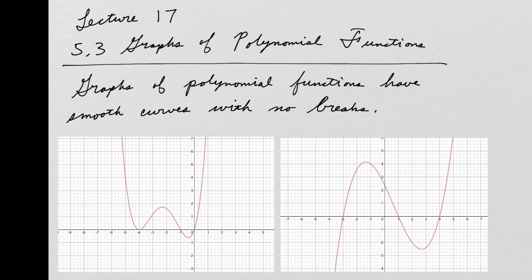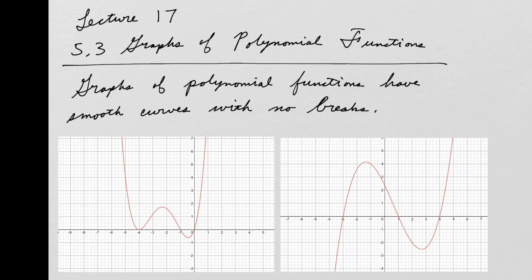This is the last section that we're going to talk about in chapter 3, and I wanted to just spend a little time on looking at the graphs of polynomial functions. Last time we talked about polynomial functions in general, so now we're going to look a little more carefully at the graphs. The first thing that's important is that graphs of polynomial functions are smooth, right? They have smooth curves. There's no breaks. There's no sharp bends or kinks in the graph.